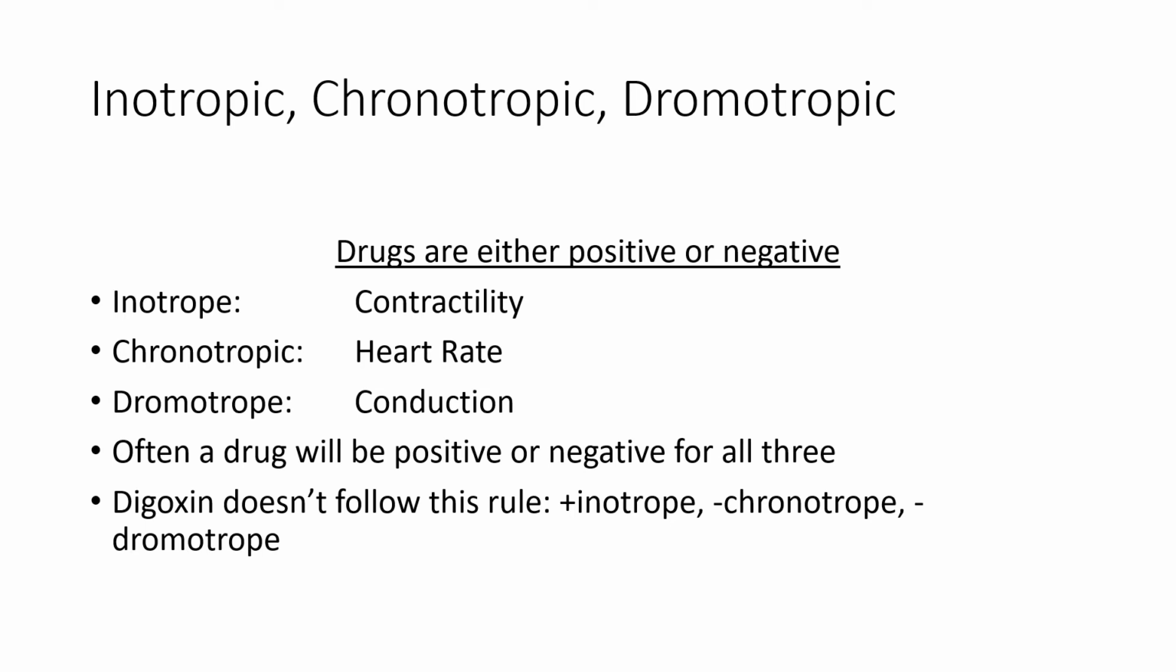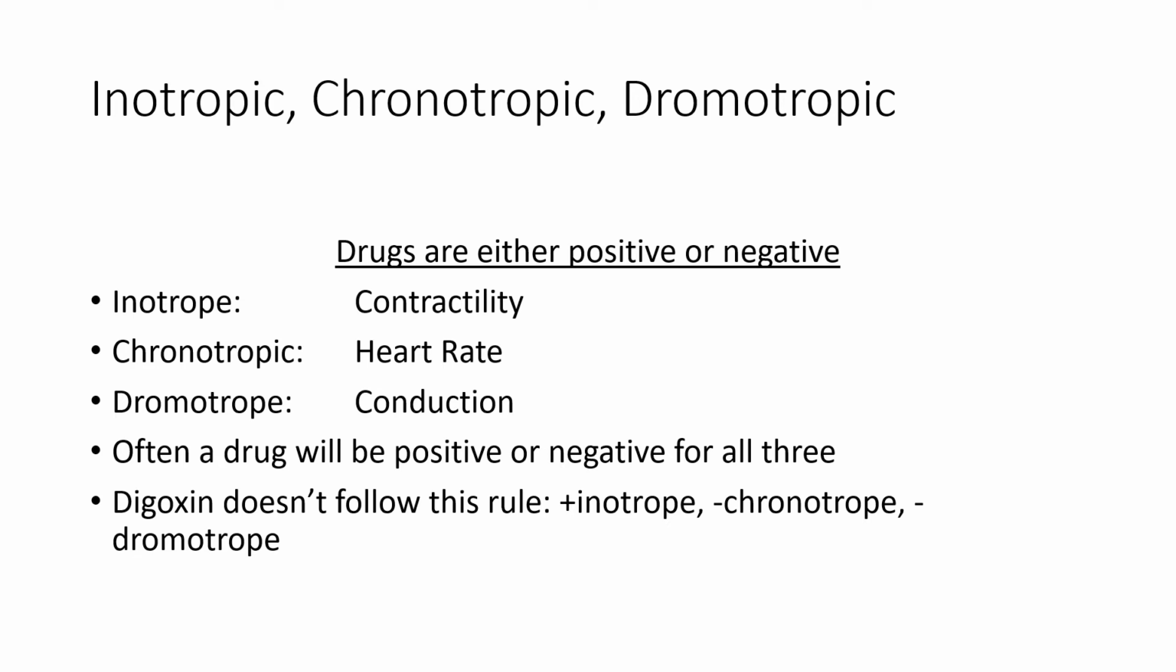Okay, so most of the time, if we're talking about one particular drug, let's talk about epinephrine. Epinephrine is a positive inotrope. It increases the contractility of the heart. Is it a positive chronotrope? Yep, it increases the heart rate. Is it a positive dromotrope? Yes. So it increases all three of those.